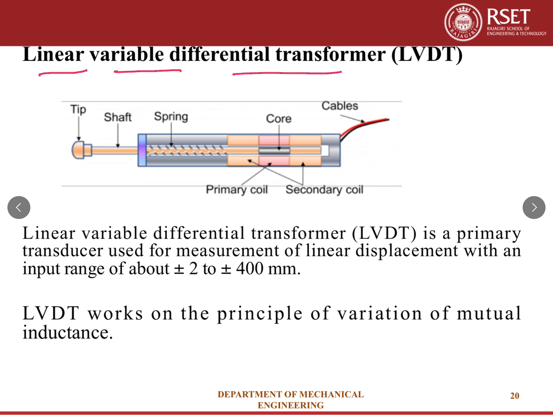So the linear variable differential transformer, LVDT, is a primary transducer used for measurement of linear displacement with an input range of plus or minus 400 mm. So it can sense input in this range.